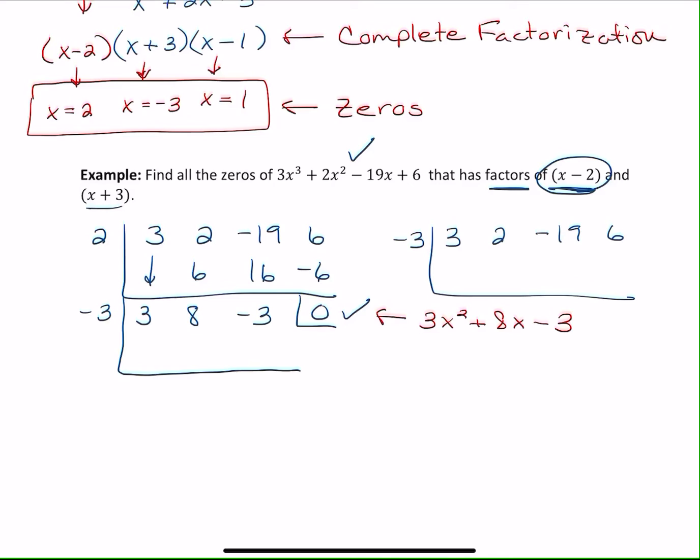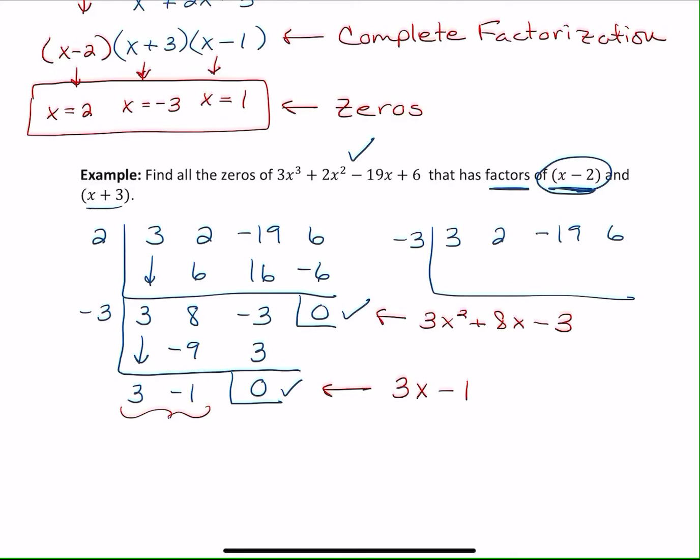And then since x plus 3 is also a factor, I can just continue on with that answer, and it'll actually make your work a little less. Once I factor another linear factor out of this quadratic, I'm going to be left with just another linear answer. So now I've got a remainder of 0, and this will leave me with 3x minus 1.